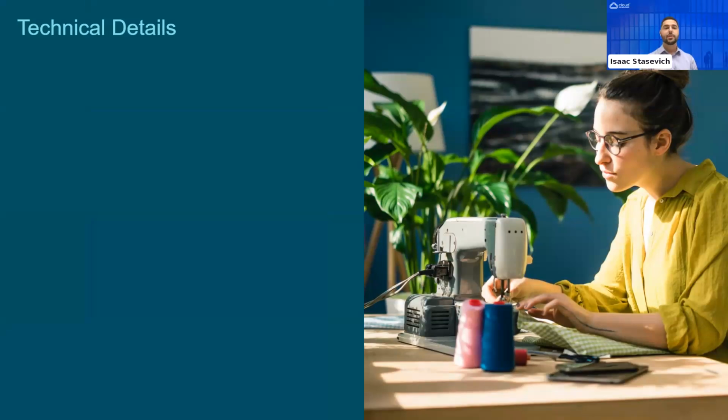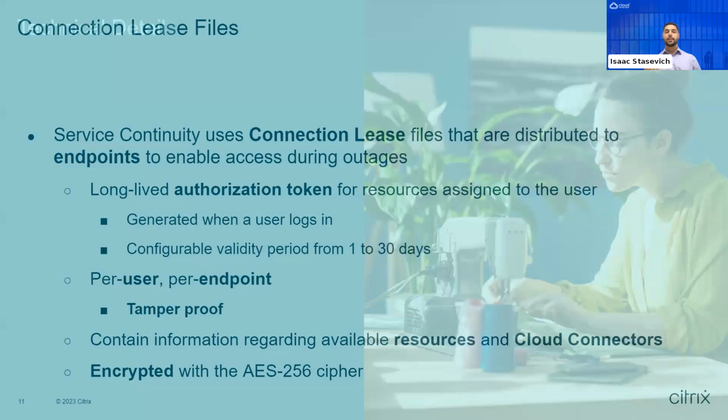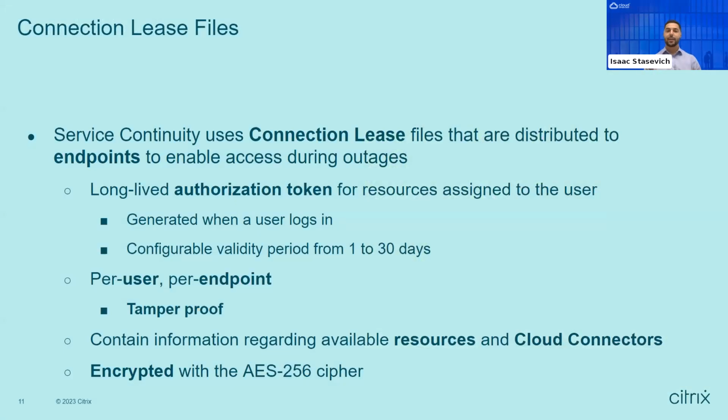So moving on to the technical details, how does service continuity work? The main driver behind our service continuity are going to be these connection lease files. These connection lease files are what's going to allow us to access those apps and those desktops during the outage scenarios. Connection lease files are distributed to actual endpoints. Every device is going to have its own set of connection lease files, and they're long-lived authorization tokens, not authentication tokens, but authorization tokens for the resources that are assigned to that user.